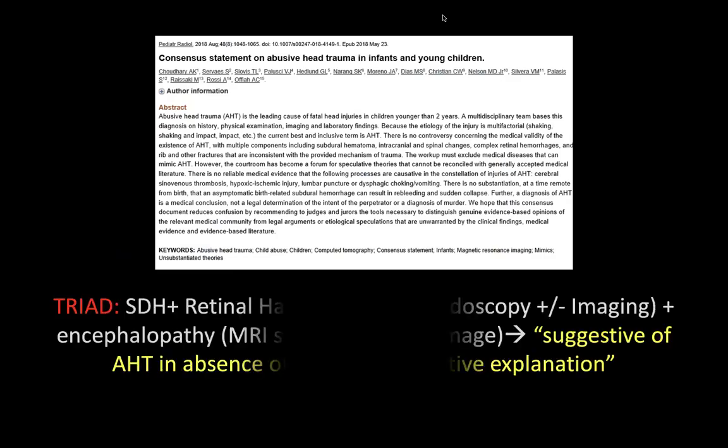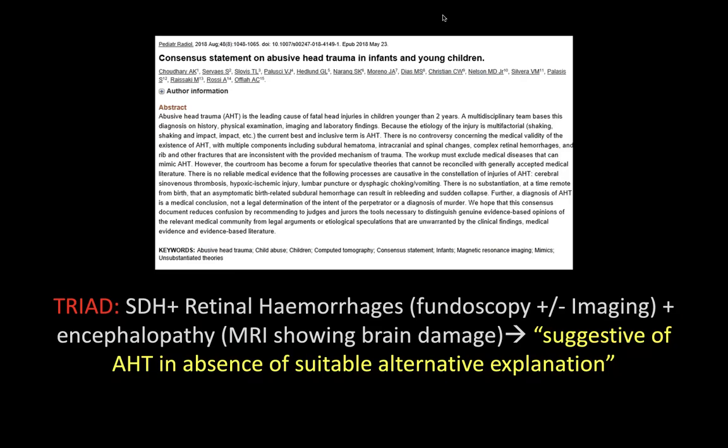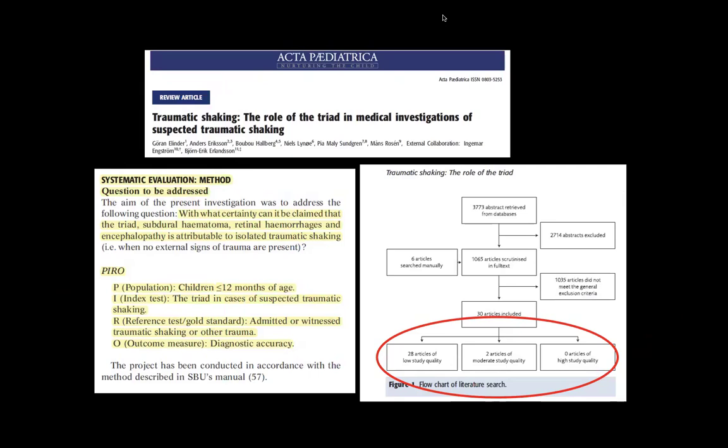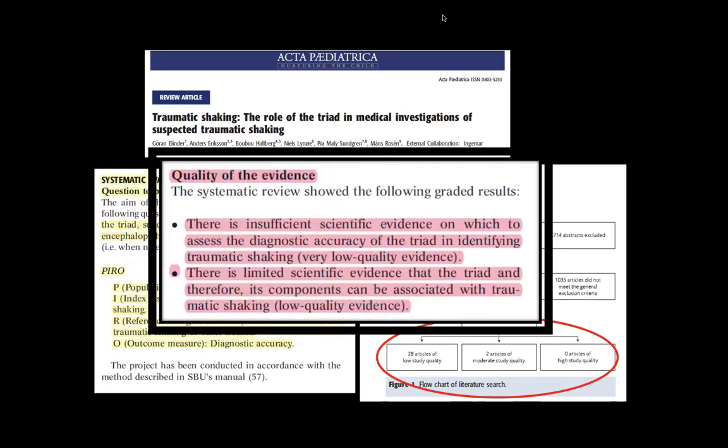with the endorsement of a lot of societies that basically say if you have this triad, subdural hematomas, retinal hemorrhages, and encephalopathy with MRI brain showing damage, these are strongly suggestive of abusive trauma in specific age range. But then, 1 year later, there was this SBU report from a Swedish group published in an impacted journal, with some researchers that have a legit profile, that basically analyze this triad, and they say there is very low scientific evidence to support the triad as an indicator of abusive trauma.